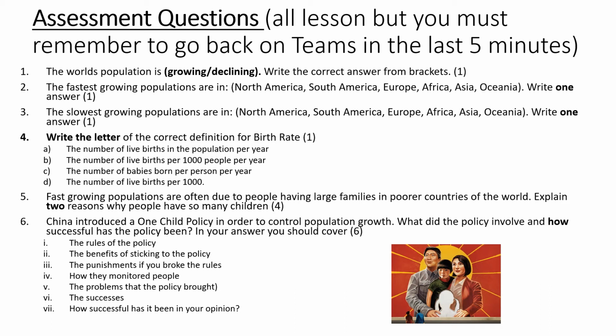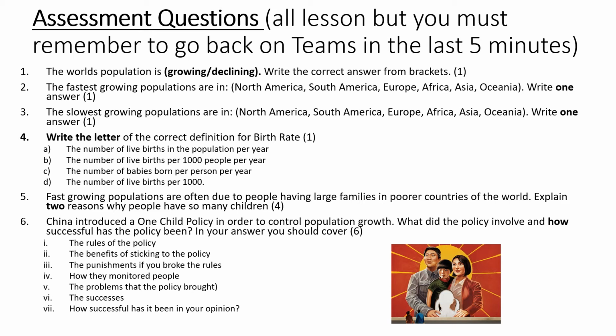So look back to those lessons that we learnt when we learnt about why it is that people have so many children, and make sure you give a really good detailed answer in order to try and fight for 4 marks. Question 6 is your longest question, and this is worth 6 marks. China introduced a one-child policy in order to control population growth.